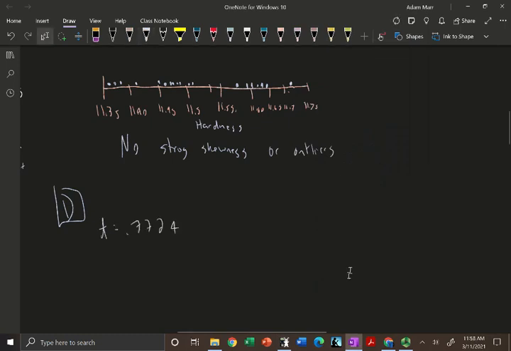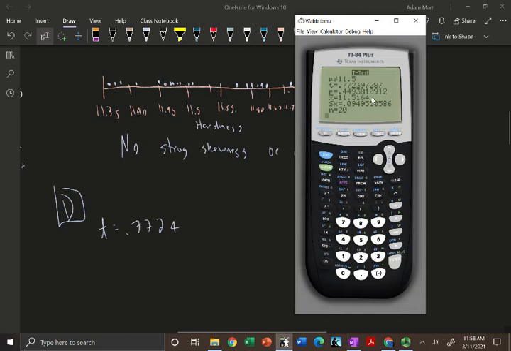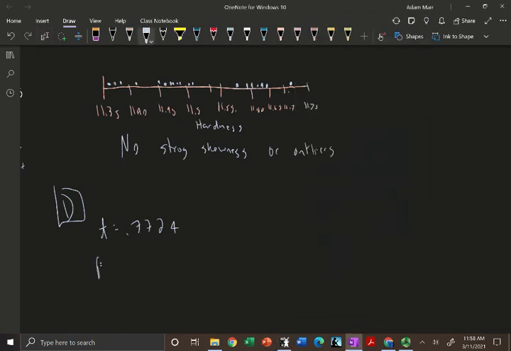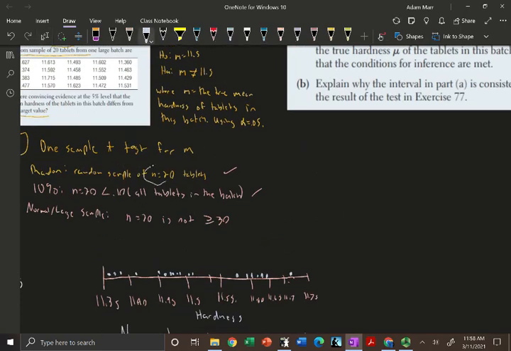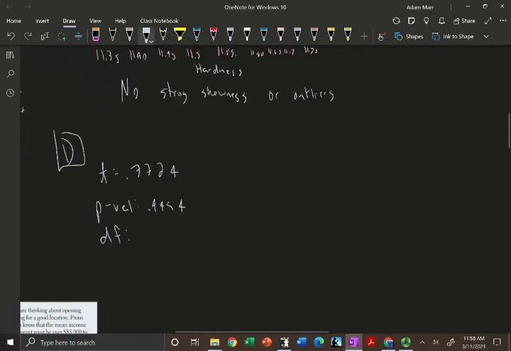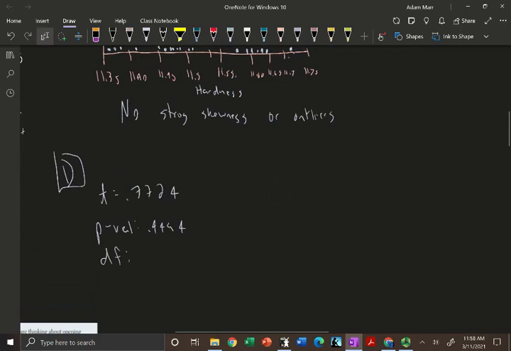All right, and we also need the p-value and the degrees of freedom. The p-value is 0.4494. And don't forget the degrees of freedom. That's easy. We don't even need the calculator for that. That's just going to be n minus 1. And just to remind you, n is 20 right there. So the degrees of freedom is just 19.